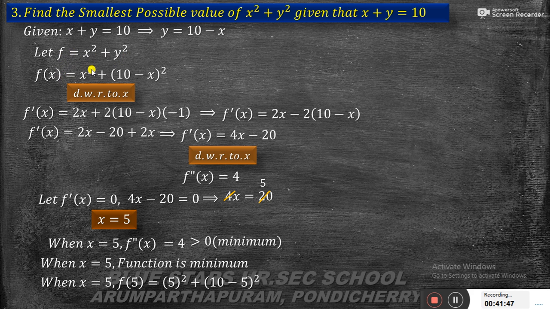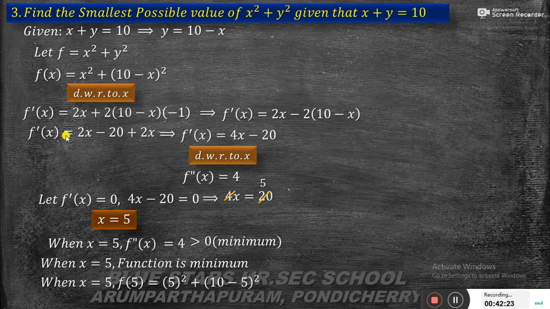f of x equal to x square plus y square. So f of x equal to x square, now I substitute y equal to 10 minus x, so 10 minus x whole square. Now I take the differentiation with respect to x. So f dash of x equals the differentiation of x square, which is 2x, plus the differentiation of 10 minus x whole square, which is 2 into 10 minus x, and the differentiation of the base 10 minus x is minus 1. Which implies f dash of x equal to 2x minus 2 into 10 minus x.